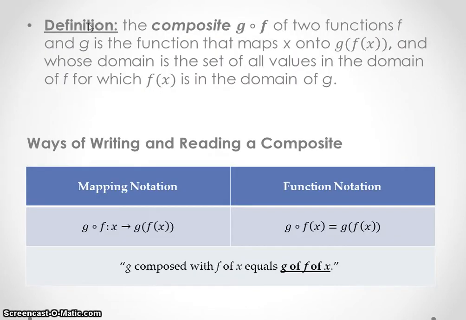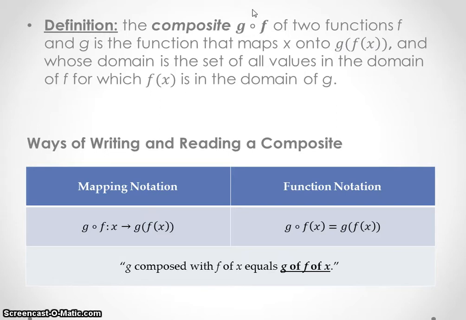Okay, so here is your definition. We're talking about compositions here, otherwise known as composites. This is a composite g of f. This is a new symbol to us. It's just a tiny little circle, and this actually symbolizes the composite. So g of f of two functions f and g is the function that maps x onto g of f of x, meaning you take f of x, you put it inside of g here, and that is your composite. That's exactly the way it's written here.